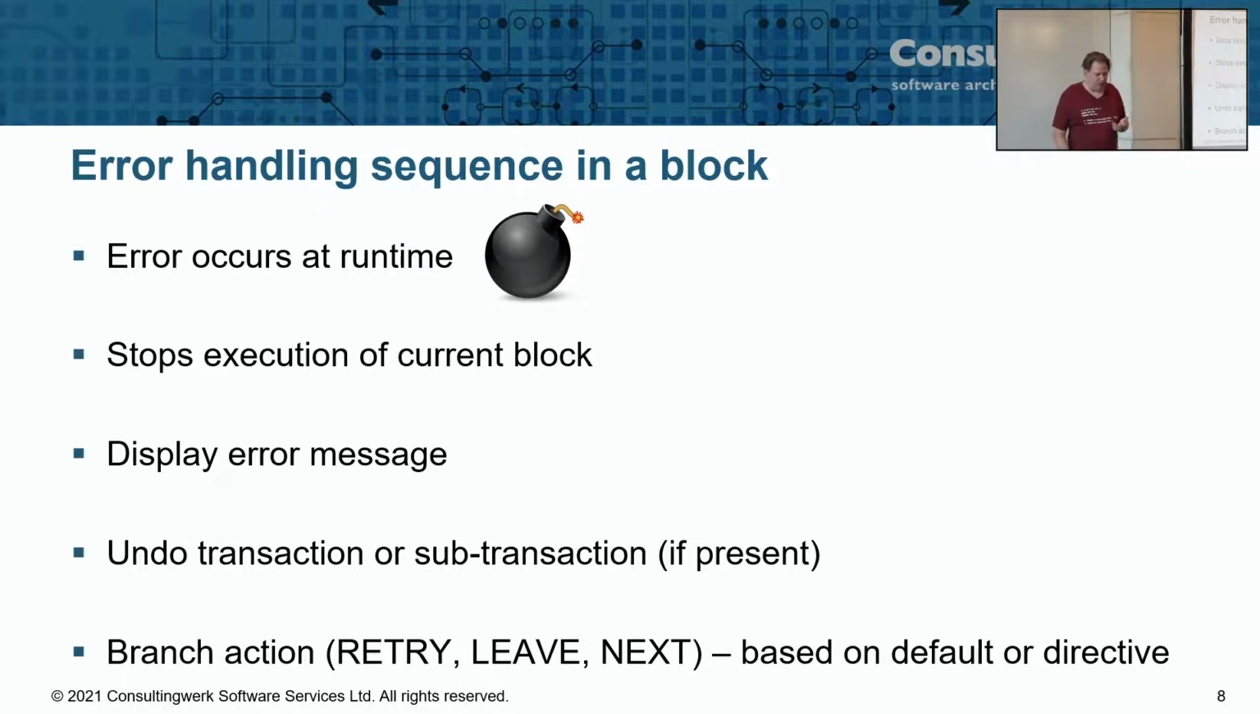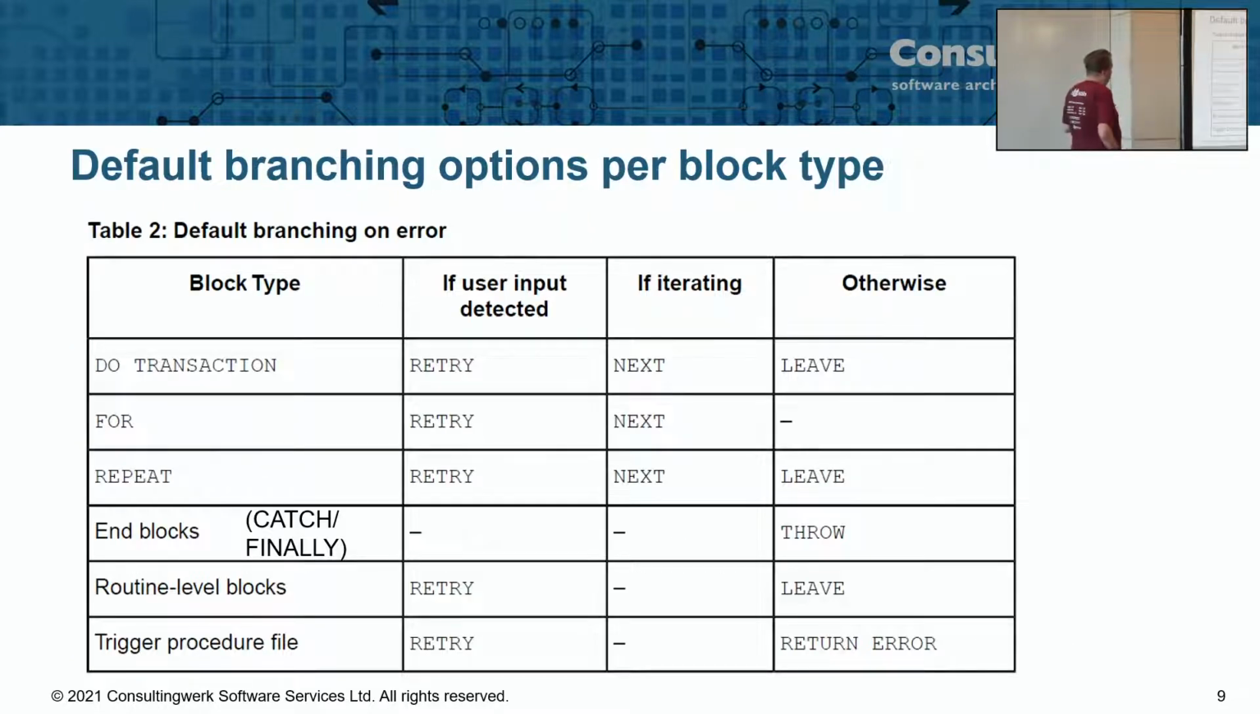And then happens the so-called branch action, so that's the retry, leave, next, based on the block default or the directive. And based on the block type, there are different defaults. And unfortunately, it's also dependent on whether it's user input or whether it's an iterating block.